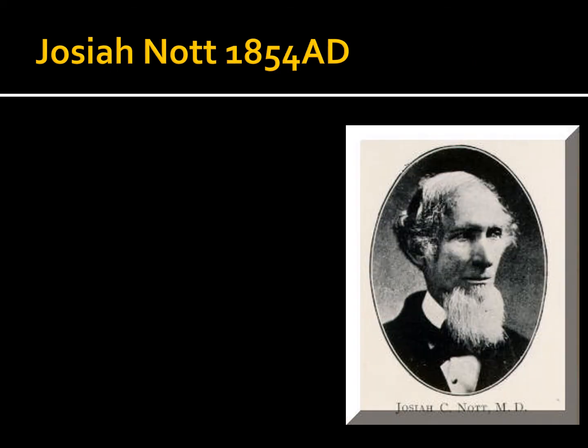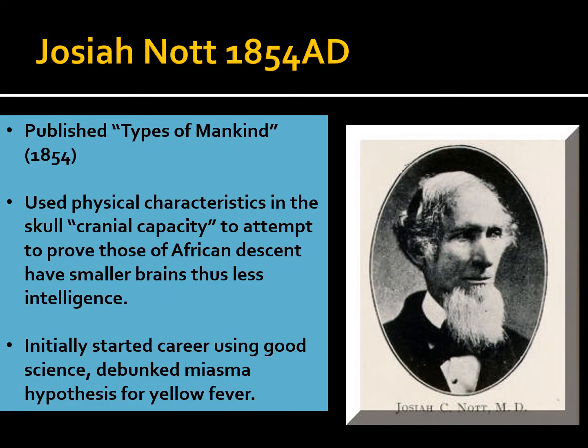So, pulling another example from American science at the time, you have Josiah Nott, who published the book called Types of Mankind. He used physical characteristics in the skull, such as cranial capacity, to attempt to prove that people of African descent had smaller brains and thus less intelligence, right? So, in essence, what we were seeing is this ramp up right before the American Civil War of using science as a way to justify keeping people of color at a lower end of the social order.